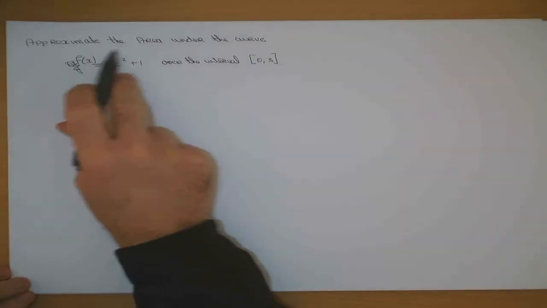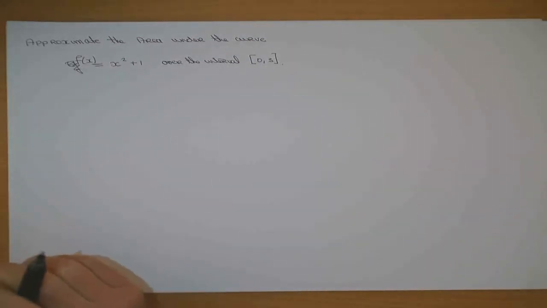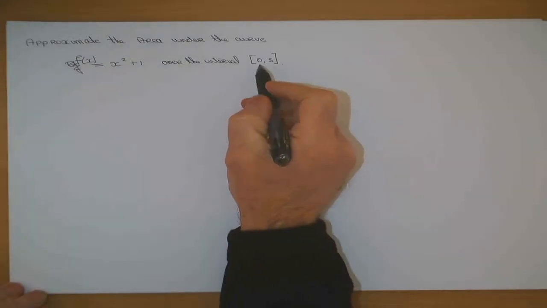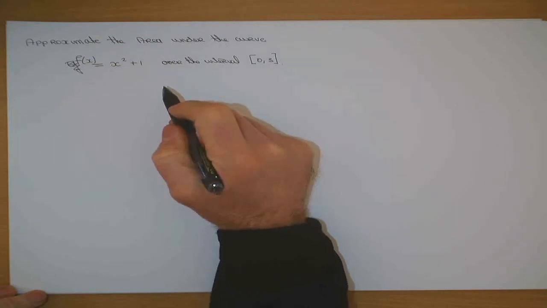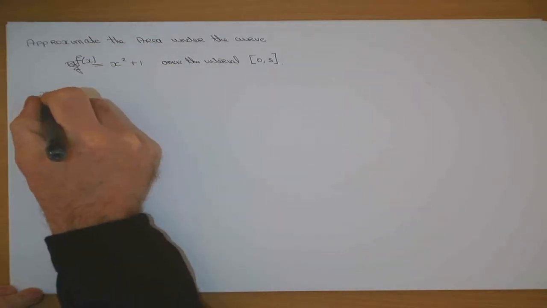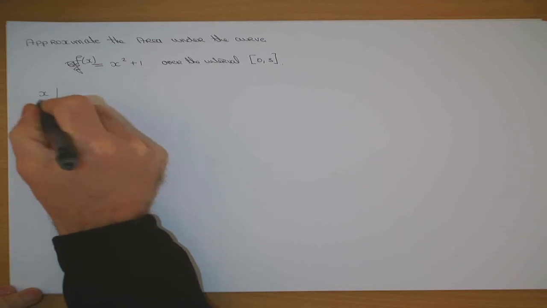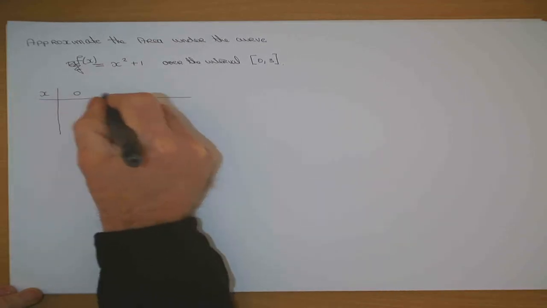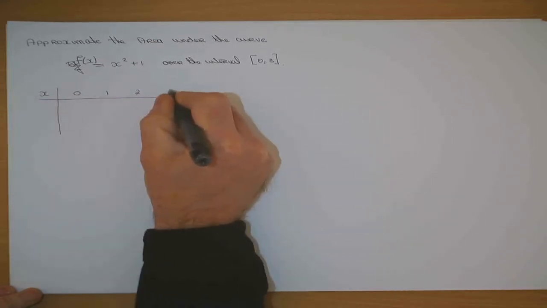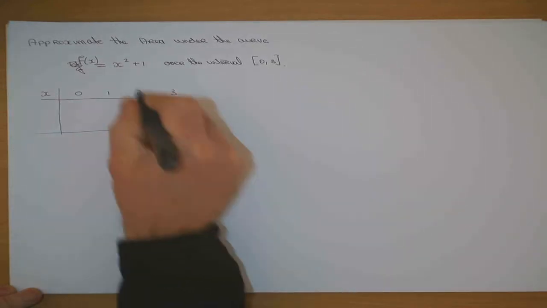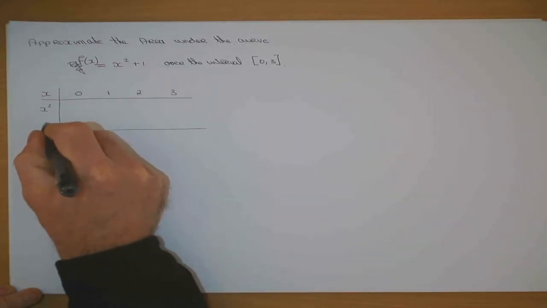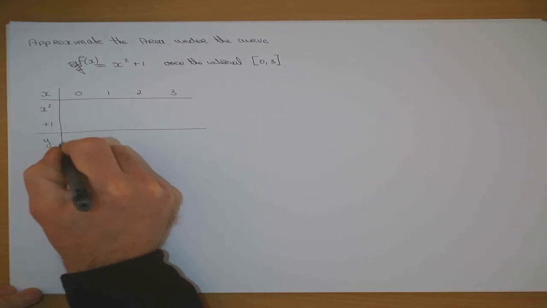If I want to approximate the area under a curve, I've already taught you how to do that by integration. You sketch the curve in the interval 0 to 3, which means you take your x values from x equal to 0 to x equal to 3. To make a graph, you would say when x is 0, when x is 1, when x is 2, and when x is 3.